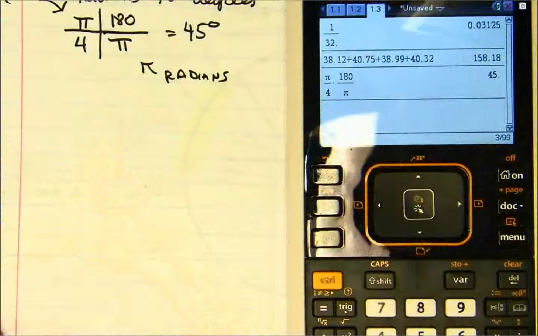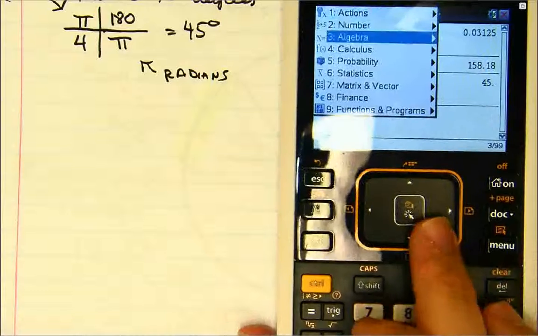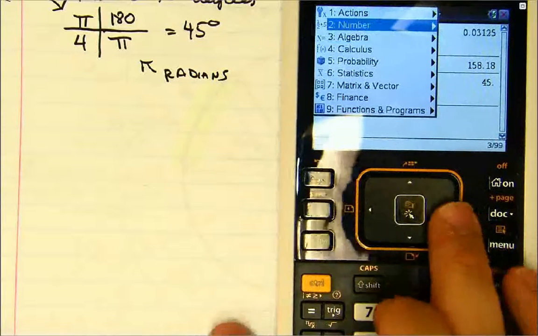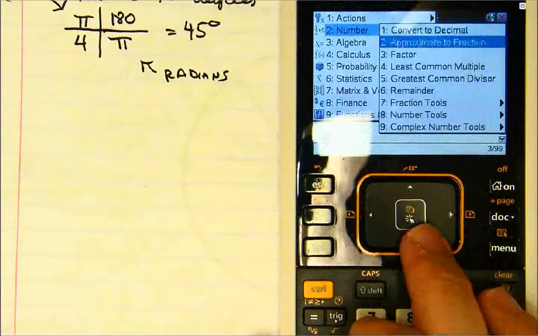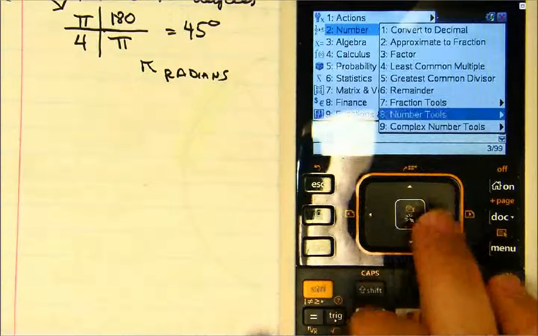But I wonder if we could go from degrees to radians and radians to degrees just like that. Let's check. That's probably number. No, convert, fraction, number tools.